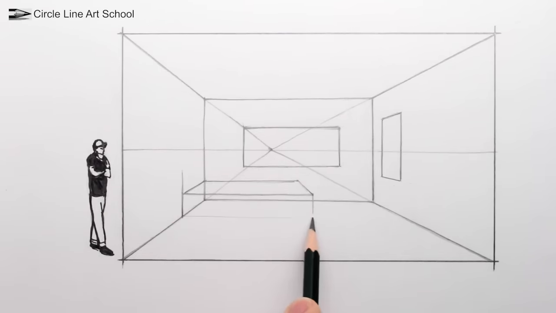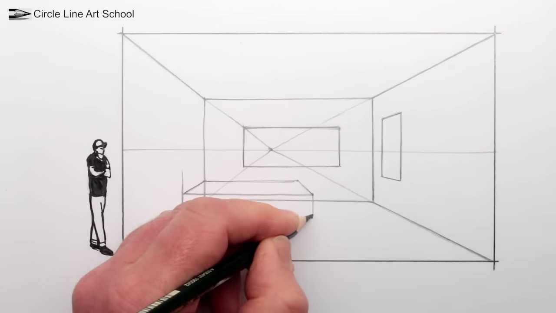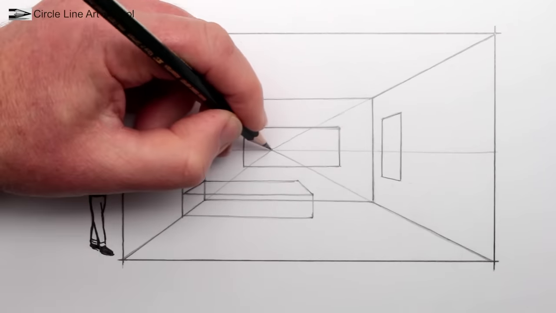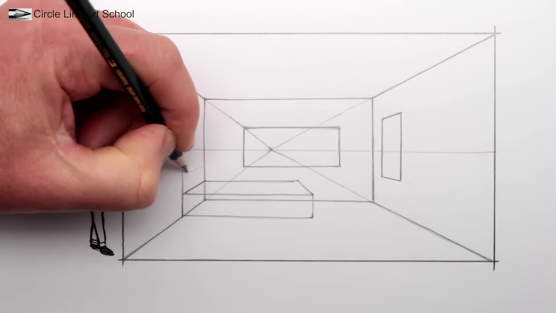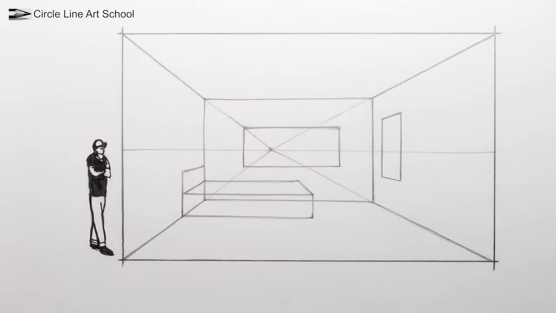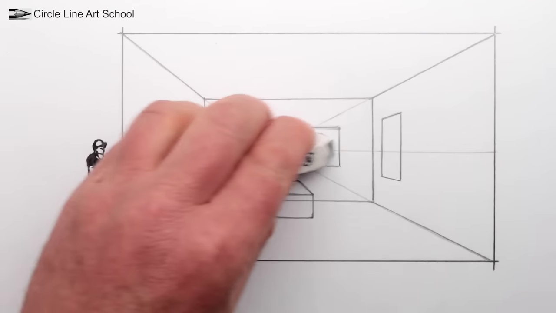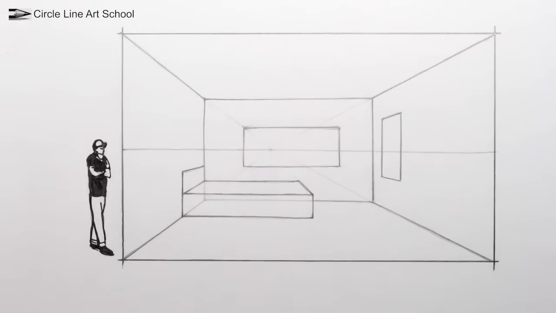In one-point perspective, all parallel lines that are receding will go away to the single vanishing point, which is always on the horizon line, and the horizon line represents the height of the viewer, the height of us looking at the drawing.